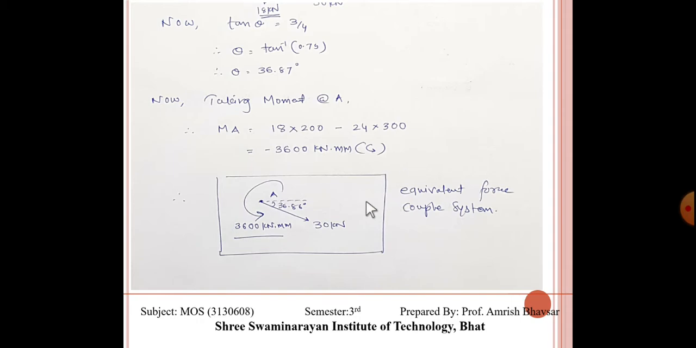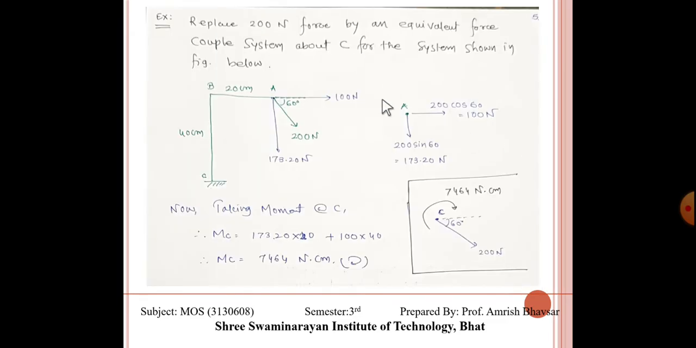So it is anti-clockwise. Now this inclined force is applied on point A, and this equivalent force couple system is applied over here. So what is happening? This is our force and this is our couple moment. So this is called the equivalent force couple system. This is the force and this is the couple moment. So this is called the equivalent force couple system. Clear?